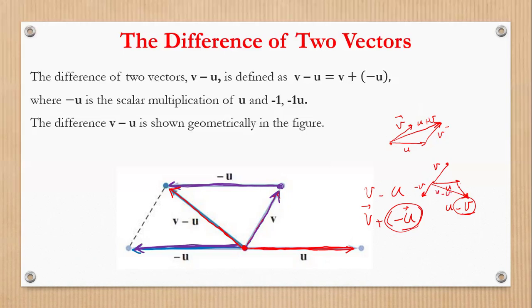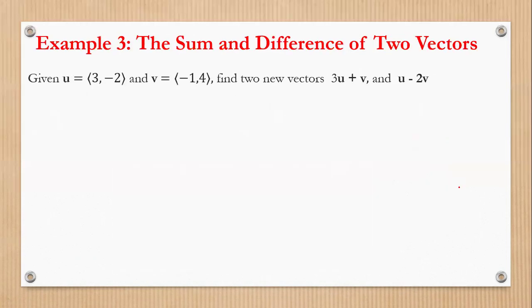We have a few more steps. But let's see how we can find the sum and difference of these two vectors. We have two vectors u and v. We want to find 3u plus v. Okay, 3u plus v means multiply vector u by 3 and then add v. My vector u is 3 and negative 2. And if I want to multiply by 3, it means I want to do the scalar multiplication here. Scalar multiplication means multiply both components by 3.